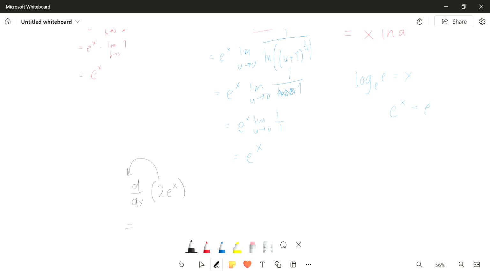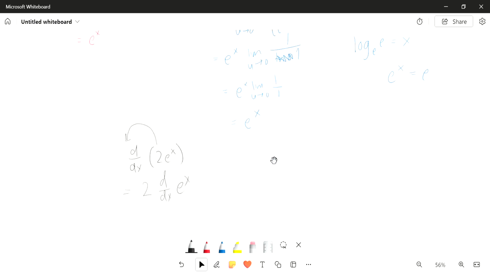Okay, so for this, we can actually just redistribute the constant outside. So we have 2 multiplied by the derivative of e to the power of x. And the derivative of e to the power of x is itself. So we just have 2 multiplied by e to the power of x. And this just happens to be its own derivative. So this is one of the rare cases where f prime of x is equal to f of x.